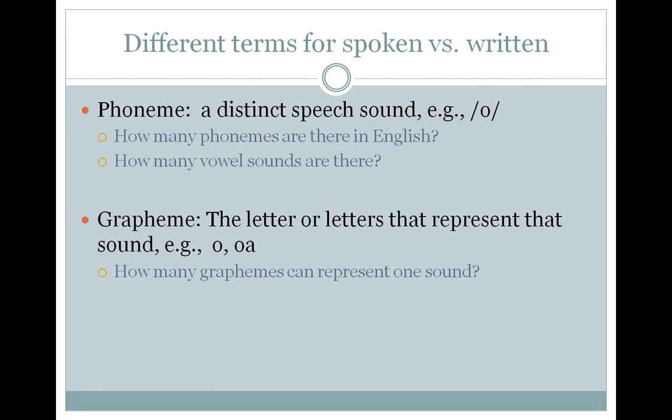How many graphemes can represent one sound? If to this question you answered 4, you are correct, because, for example, the letter O could also be represented by O-U-G-H. So a grapheme can be anywhere from 1 to 4 letters, representing one phoneme. There are 44 phonemes in English. These are very, very important terms that you're going to be seeing over and over again in your professional literature as we progress through this reading program.